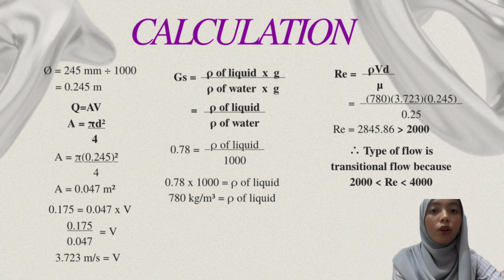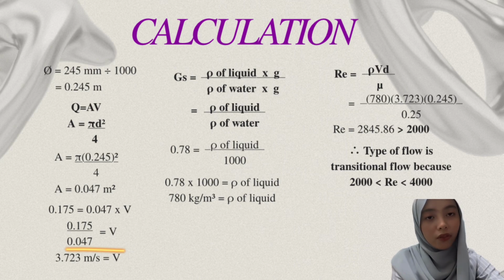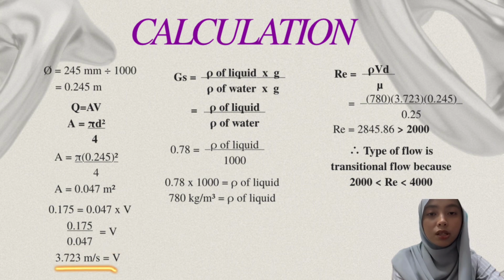After we got the value of the area, which is 0.047 meter square, all we need to do is substitute it into the formula Q equals AV, where Q is the discharge through a pipe, A is the area, and V is the velocity. Then we will get the equation 0.175 equals 0.047 times V. We move 0.047 to the left, so 0.175 will be divided by 0.047 in order to get the value of velocity, which is 3.723 meter per second.